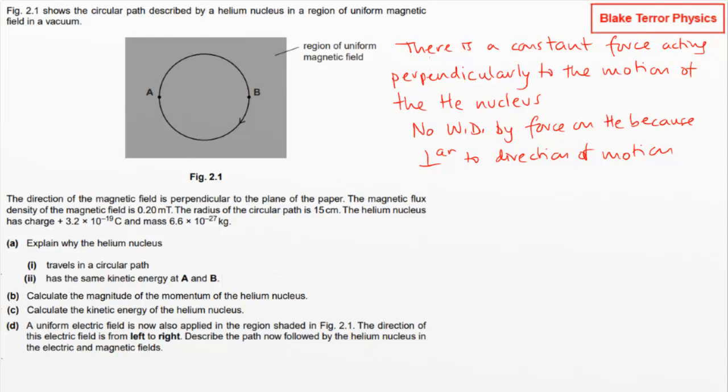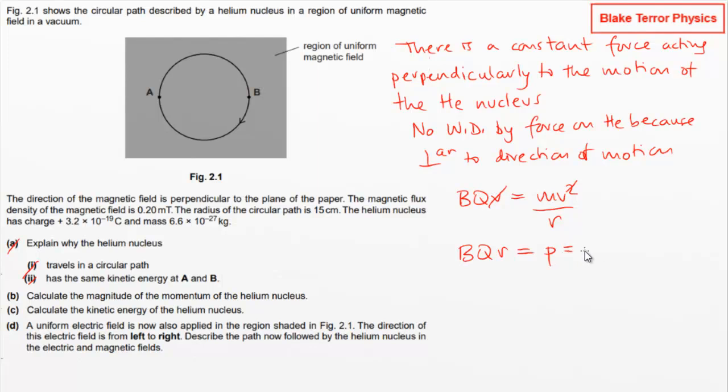Now they want us to calculate the magnitude of the momentum of the helium nucleus. So we're doing our usual, like we had on the last question, BQV is equal to mv squared over r. We want to work out the momentum, so let's cancel the v's, and then we can say BQ times r is equal to the momentum, which is what we're after.